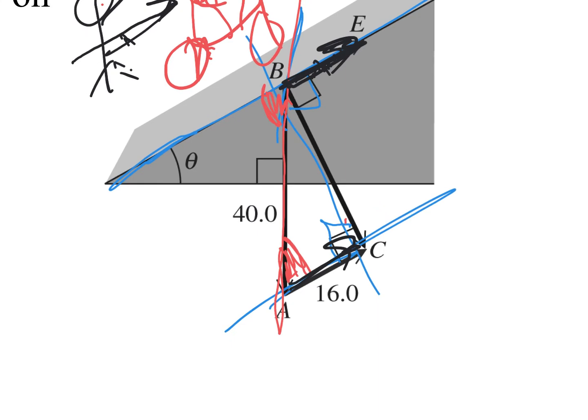Just like in the other problem, we know that this angle here is also theta. It's going to be the same angle because you've got angle, angle, angle. It's a similar triangle. Three angles that are the same. We need a side though. Do I have a side? Oh, I have a side. No, I don't have a side yet.